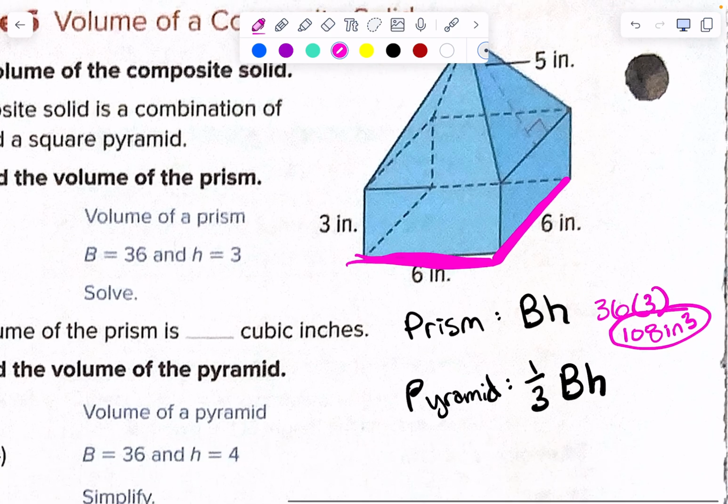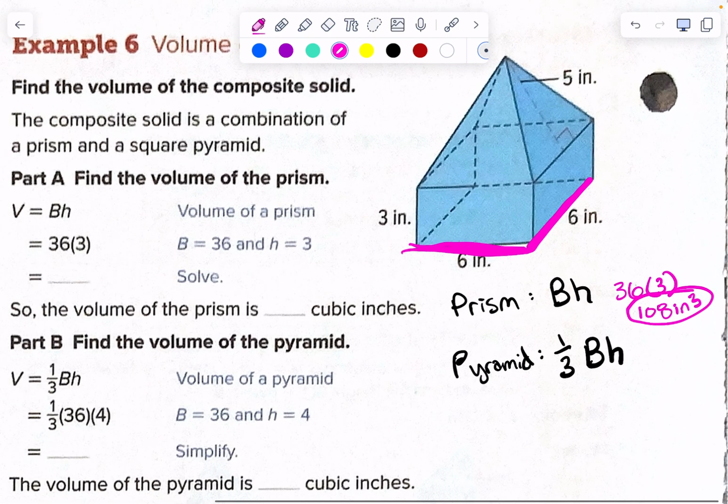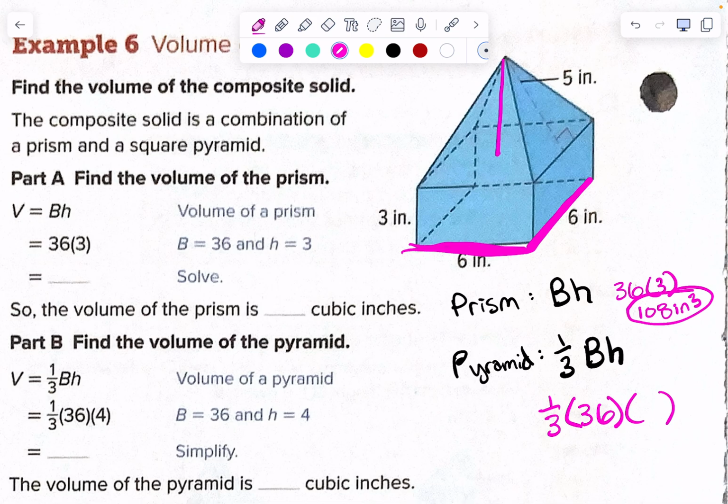Okay, now my pyramid should have the same base. Capital B is still going to be 36, but this guy's height is not 3. And this guy's height is not 5 either. I want the height here, okay? So I have to look at this as a triangle. 5 is this side. What's this little bottom side? 3, right? Because it's half of 6. So the height is 4, actually.